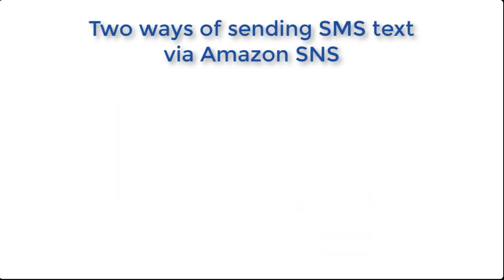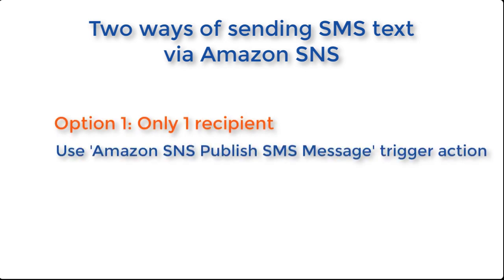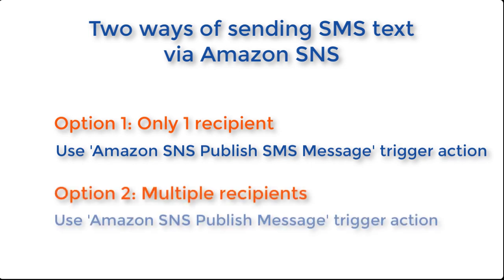Now, there are two ways of sending SMS messages from Jscape MFT server through Amazon SNS. The first option, which sends a message using the Amazon SNS publish SMS message trigger action, will suffice if you only need to send the message to one recipient. The second option, which sends a message using the Amazon SNS publish message action, is the one more suited for cases where you need to send the message to multiple recipients.